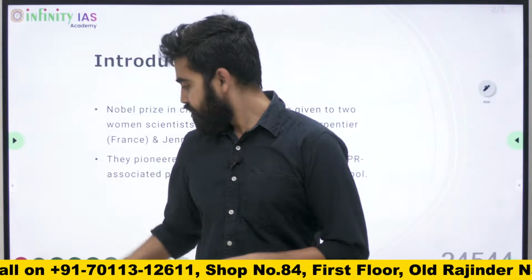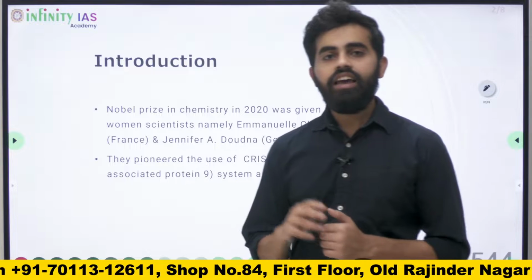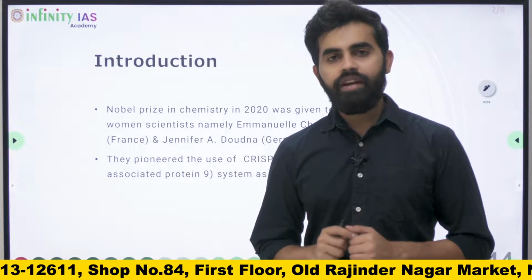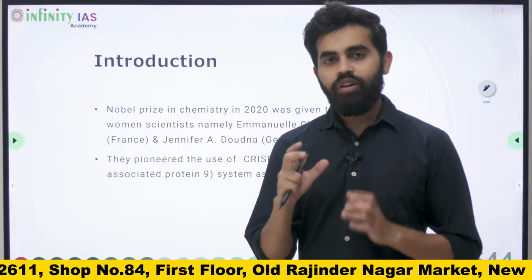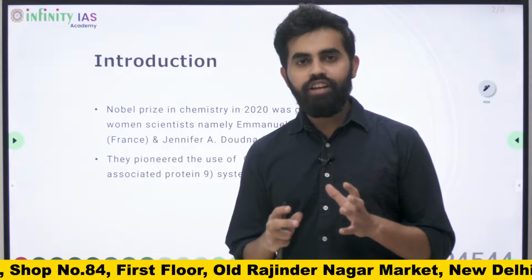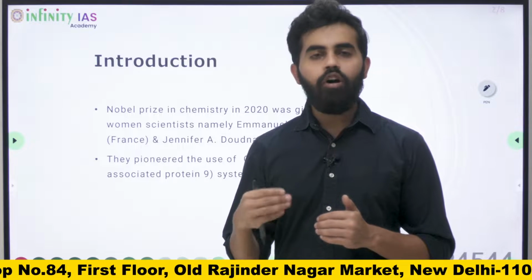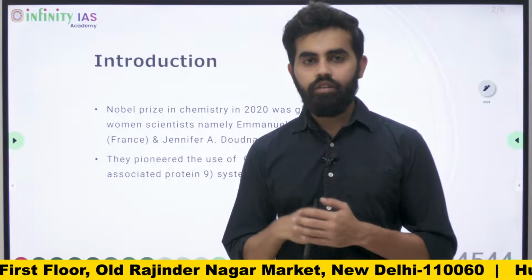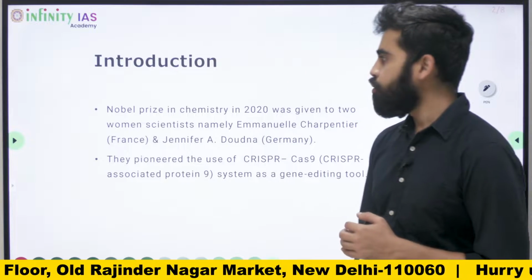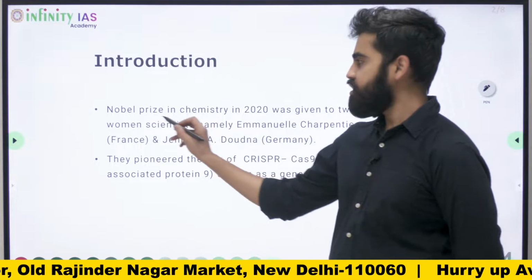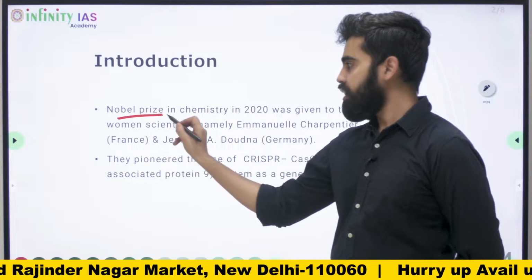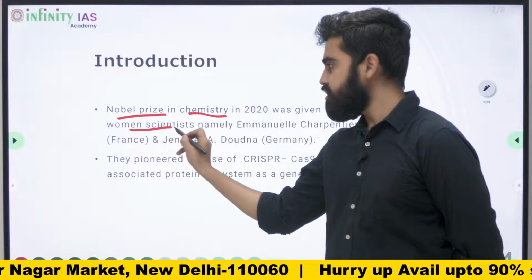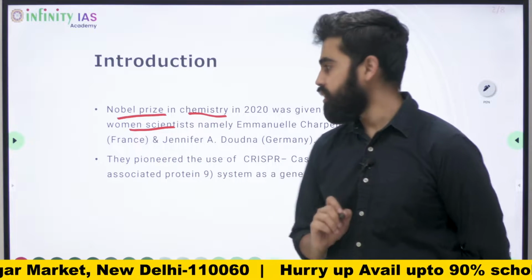This year in mains we have seen that there was a question asked on blue LEDs. It was awarded Nobel Prize in the 1990s. So here we see a pattern that any invention or discovery that has been awarded Nobel Prize has become important, particularly in GS3 paper of the mains examination. So if we see, CRISPR CAS system was awarded Nobel Prize in chemistry, that too for 2 women scientists, which makes it even more important.